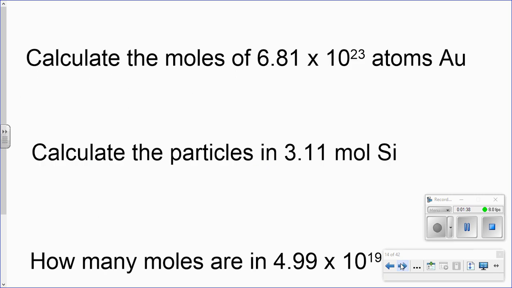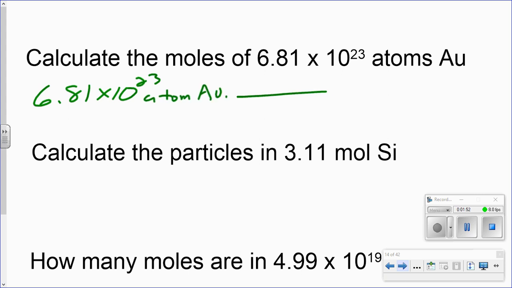So if I'm going to actually calculate for those, we're going to use dimensional analysis, which is why I taught you that initially. So let's write out here 6.81 times 10 to the 23rd atoms. And you got to write out atoms of gold, dot line. Okay? So if I have atoms here, atoms go down here. What number goes with atoms, molecules, or ions?